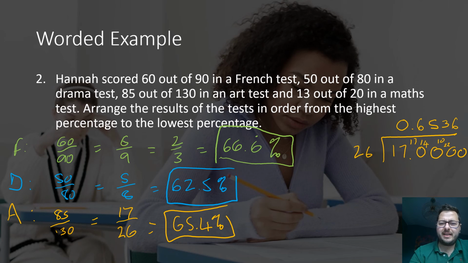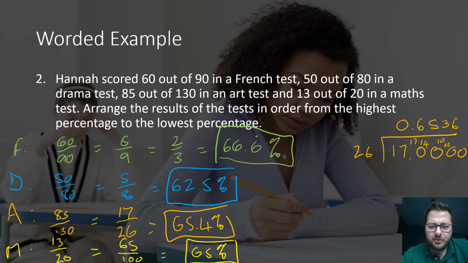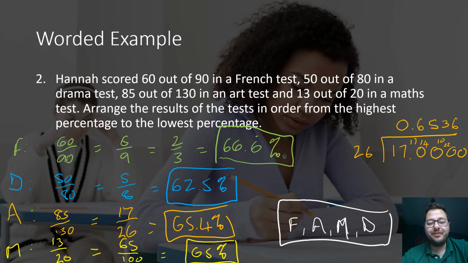And then finally, maths is 13 out of 20, which is a lot easier. So we just divide top and bottom by 5, and that's going to give you 65 out of 100, or 65%. So they wanted the results of the test in order from the highest percentage to the lowest percentage. So let's just write the letters then. So the highest was French, then it was art, then it was maths, and then it was drama. That's M for maths. And we'll leave it like that.